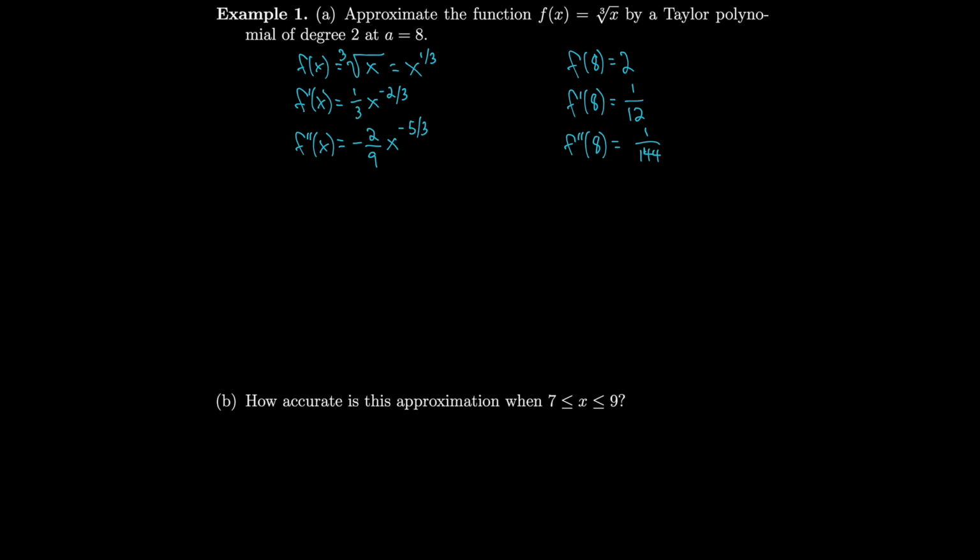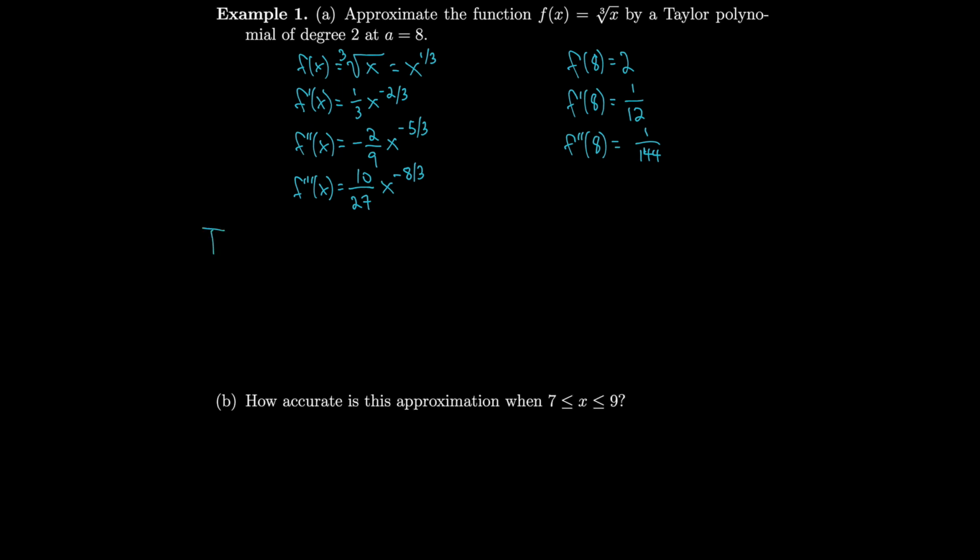And we're going to need the third derivative for the second part of this question to see how accurate the approximation is, because you need the next derivative to either use Taylor's inequality or the alternating series estimation theorem. So let's just compute that, even though we don't need it to write out our series, because we are only going to degree 2. So the third derivative is 10/27 times x to the minus 8/3.